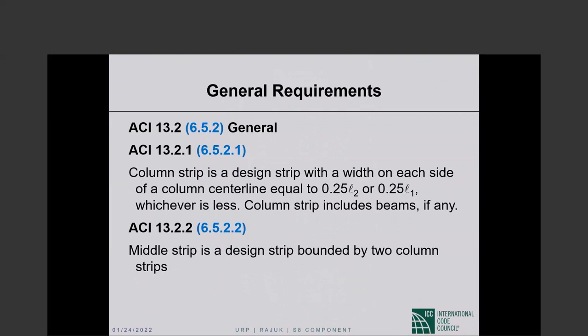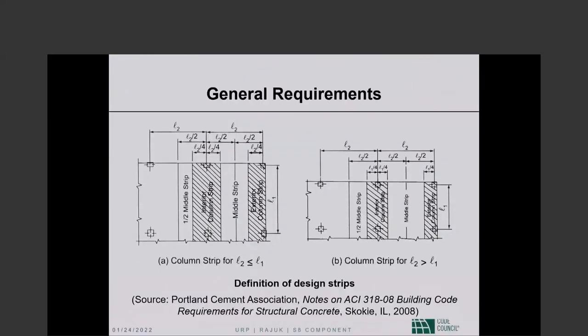Okay, so column strip and middle strip. So from here to there is a design strip from panel central line to edge of the panel. And then panel central line to panel central line is another design strip. And then there is another design strip and so forth. L sub 1 always by definition is the span in the direction of analysis. Sub 1 indicates that. And L sub 2 is the transverse span, orthogonal to the direction of analysis.